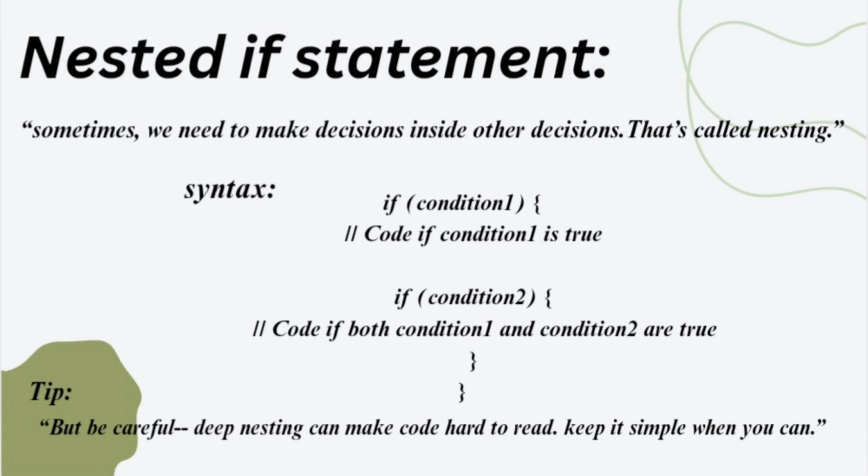This structure is useful when one decision depends on another. For example, checking if a user is logged in and then checking their access level. But remember, nested conditions can make code harder to read, so use them only when necessary.